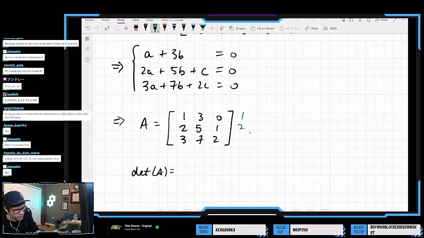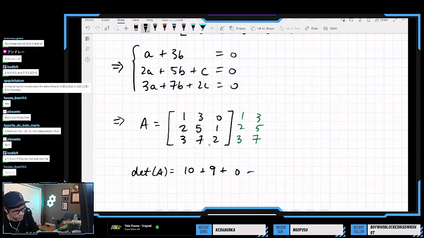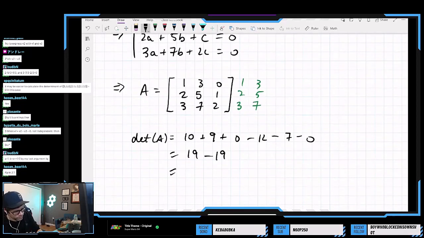And so for me, when it's 3 by 3, I usually just add the first two columns instead of doing a cofactor expansion. So I know that I need to do 1 times 5 times 2, and then 3 times 1 times 3, and then 0 times 2 times 7, and then subtraction. So 3 times 2 times 2, that's minus 12, and then, oops, I missed one. So 1 times 1 times 7, so minus 7, and then minus 0 times 5 times 3. So in this case, we get 19 minus 19, which is equal to 0.